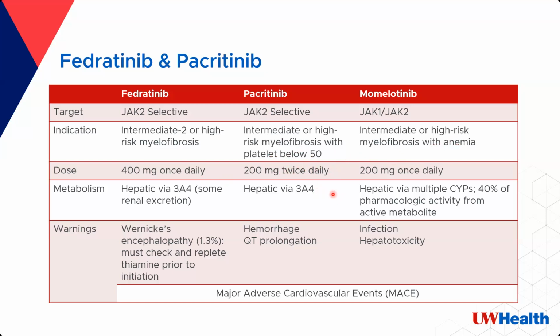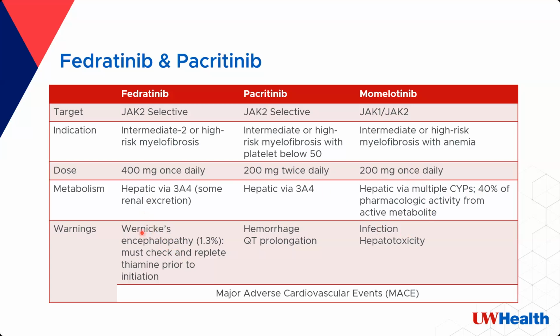They are all hepatically metabolized. Fedratinib and pacritinib are your CYP3A4 agents, and momelotinib is metabolized by multiple CYP enzymes. I want to call out that with momelotinib, 40% of the pharmacologic activity does come from the active metabolite as well. Some of the more unique side effects or warnings worth calling out.